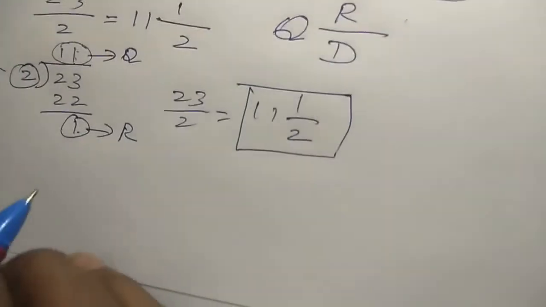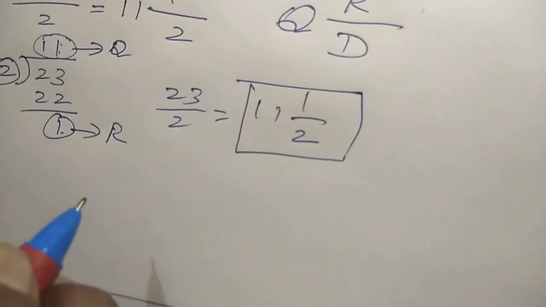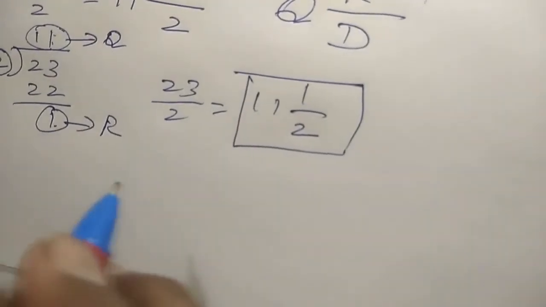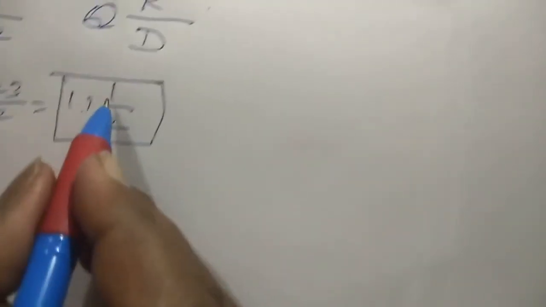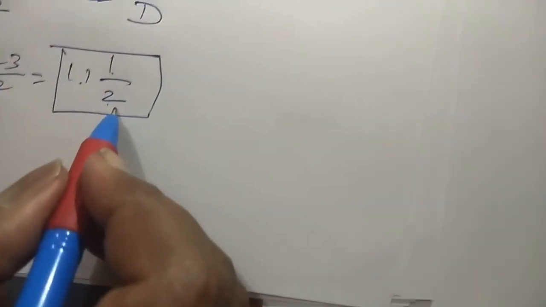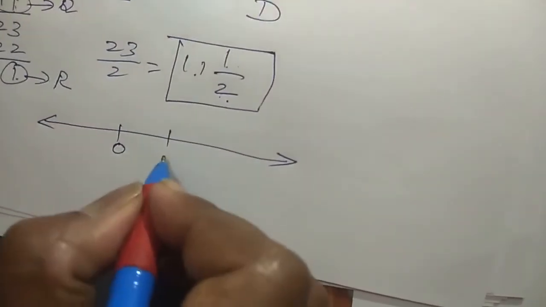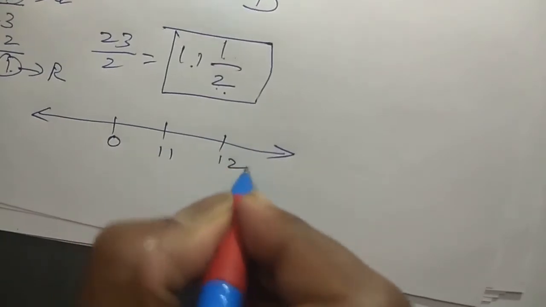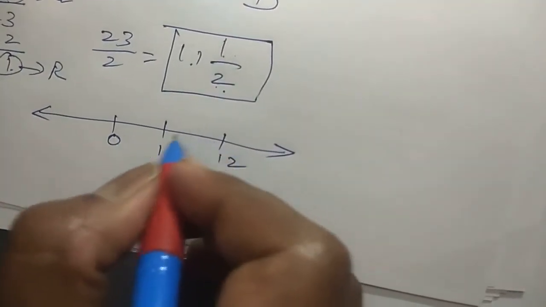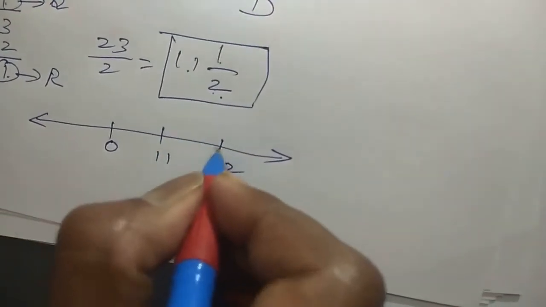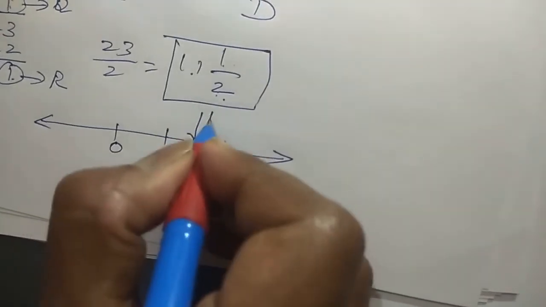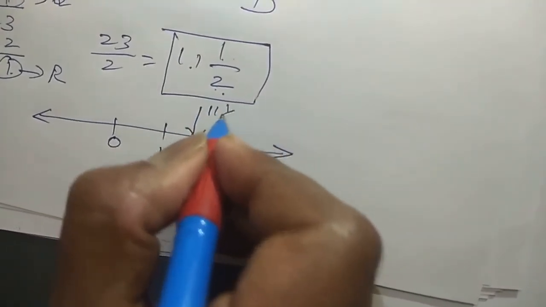So here we have to show that it is a rational number between 11 and 12. When you see the number here, it is 11 1 by 2, so 11 and a half, you can say simply. When we draw a number line, here we have 0, here it is 11, here it is 12. Where will 11 1 by 2 be? 11 and a half will be here, between 11 and 12. Yes, this 11 1 by 2 will be here.